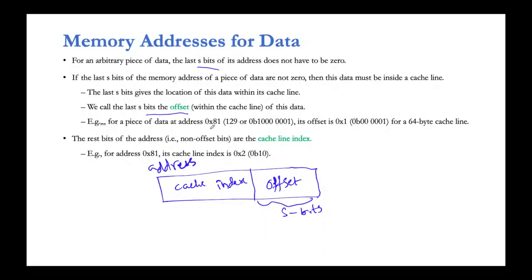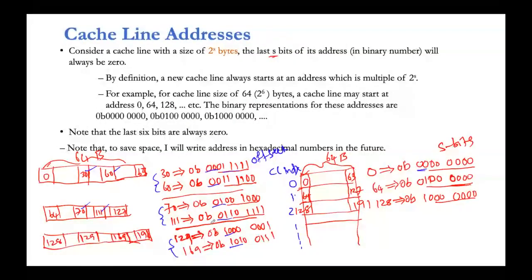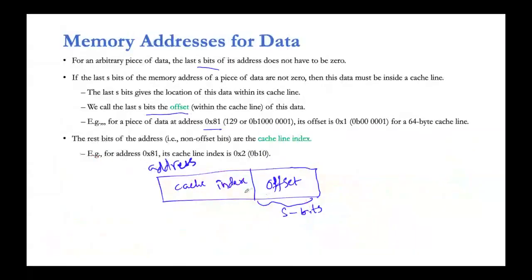And for a piece of data address, suppose this one, that is the hex value of this one, it is equal to 129. That is equivalent to this one which we observe. So the offset will be the last 6 bits in the 129. The last 6 bits, 000001, are the offset value, and the first 2 bits are your index value. So that is in the cache line address.